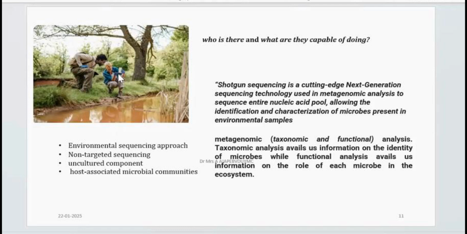So shotgun metagenomic sequencing is an alternative approach when you want to study the entire community, when you want to study the association between host and the bacteria, or a community and diverse microorganisms in a community, or when you want to study the uncultured microbiota, then you have to go for shotgun metagenomic sequencing.